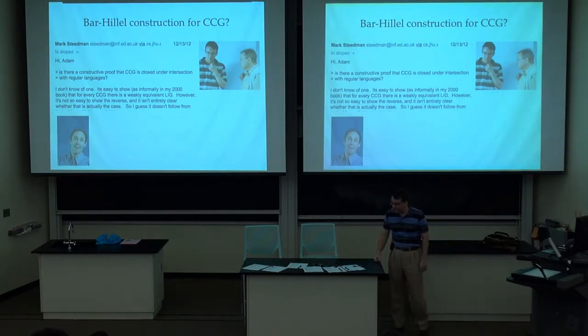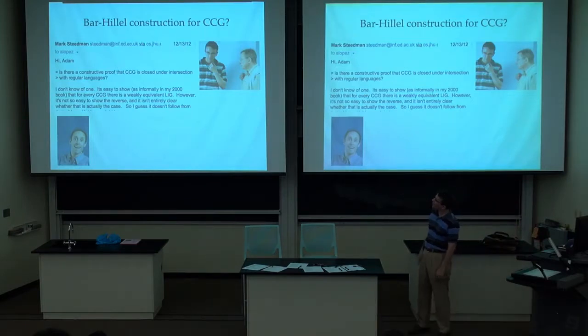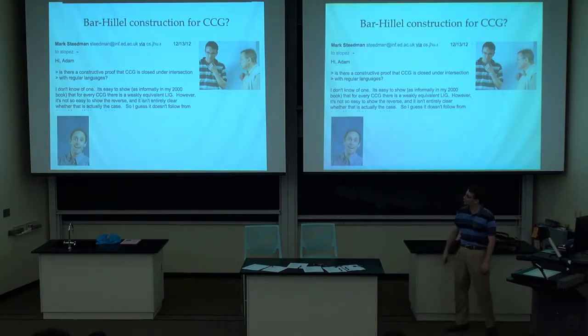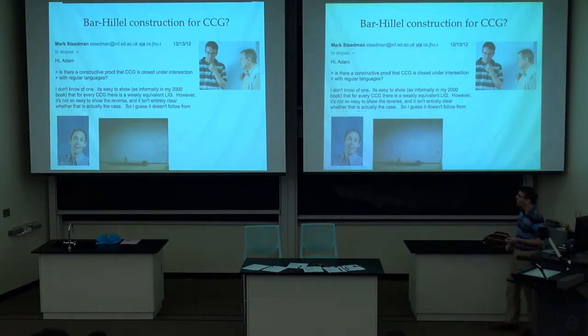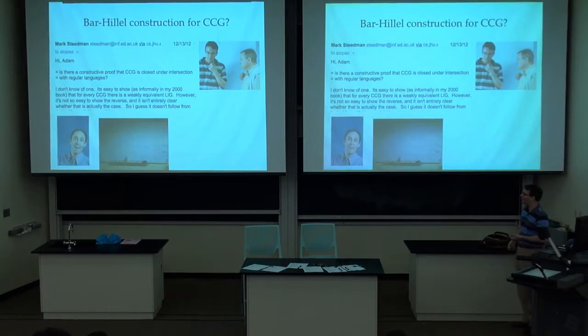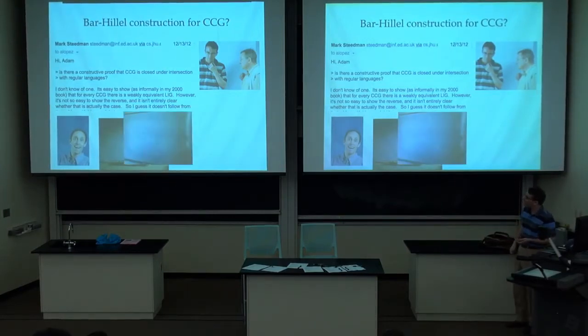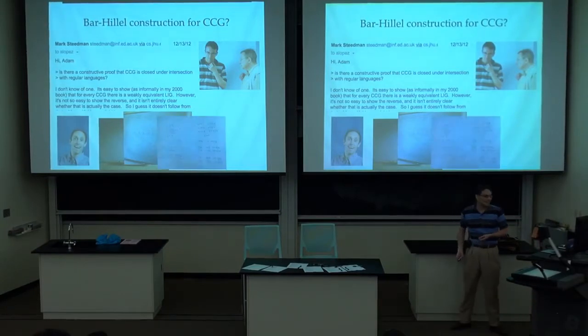And for those of you who know Jason, they appreciate this. He was sitting at his table and I come up and I say, is there a constructive proof that CCG is closed under intersection with a trivial language? Jason leapt up from his table. He's like, oh, it should be trivial. And he went to the board, he wrote down the answer. And I said, Jason, that's wrong, because I had been working on this for weeks, and so I had already gone through all these initial variations. And he's like, okay, so let's tweak it a little bit. So he wrote something else down. I was like, Jason, that's wrong. And he tried something else.